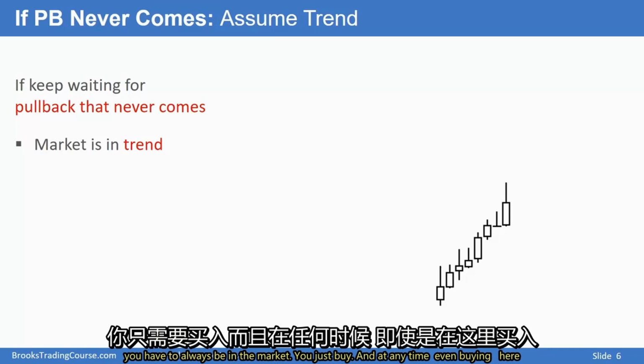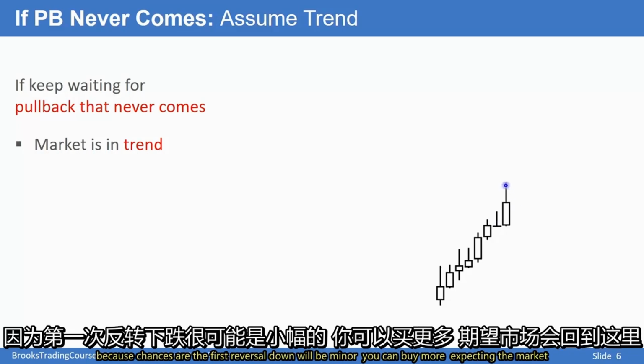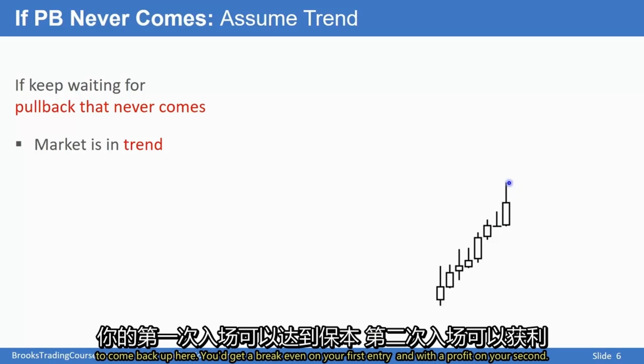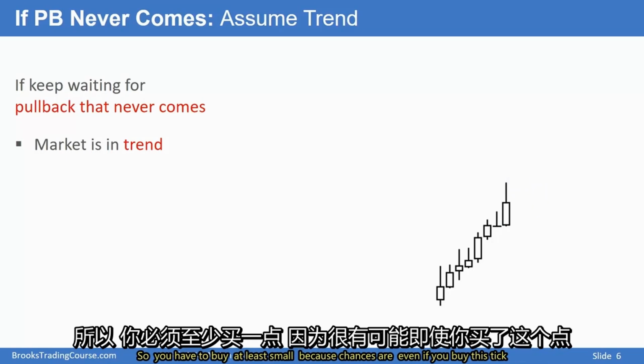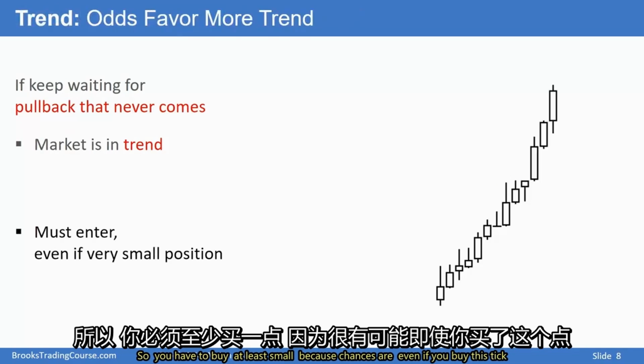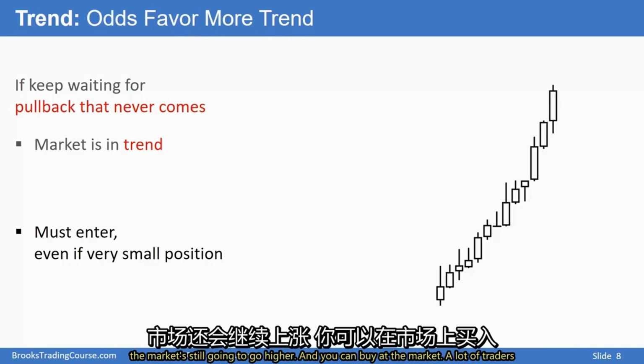You just buy. And at any time, even buying right here, because chances are the first reversal down will be minor. You can buy more, expecting the market to come back up here. You get out break even on your first entry and with a profit on your second. So you have to buy, at least small. Because chances are, even if you buy this tick, the market's still going to go higher. And you can buy at the market.